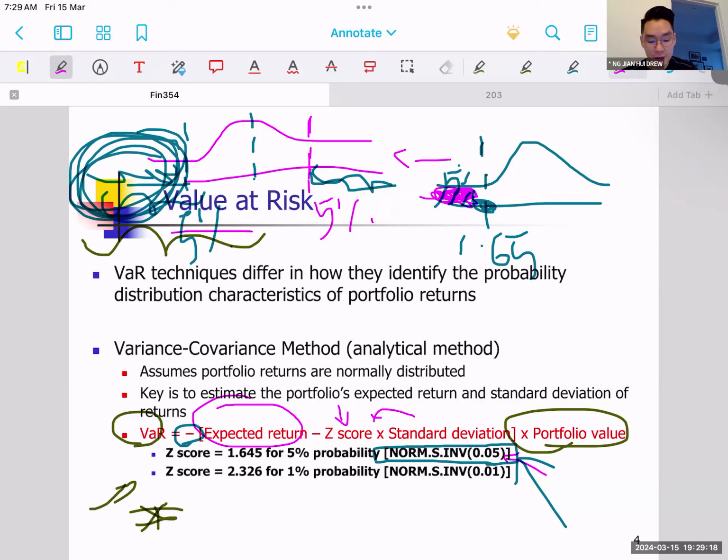Okay, so how do we get this? We need to use NORM.S.INV. Okay. So just read the question carefully. In a 5% VAR, we use NORM.S.INV bracket 5% or 0.05. If it's a 1% VAR, please use the 0.01. Just a quick question. Between a 5% VAR and 1% VAR, which one would likely have the larger VAR?